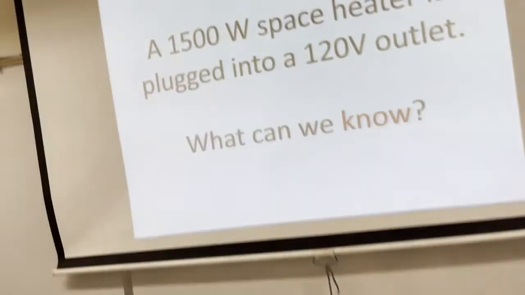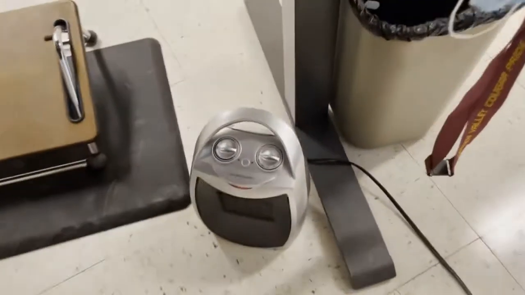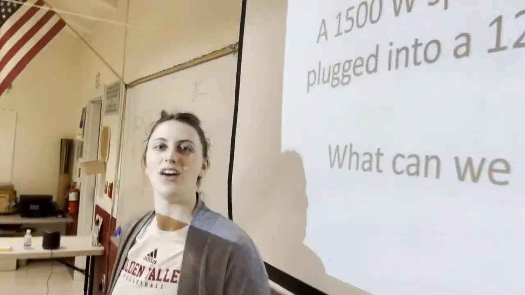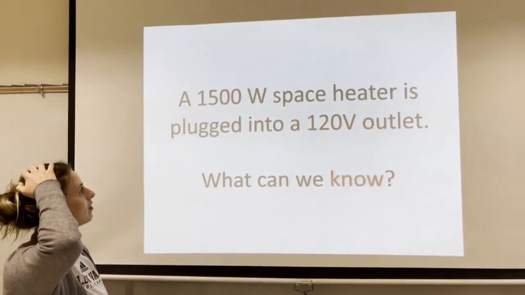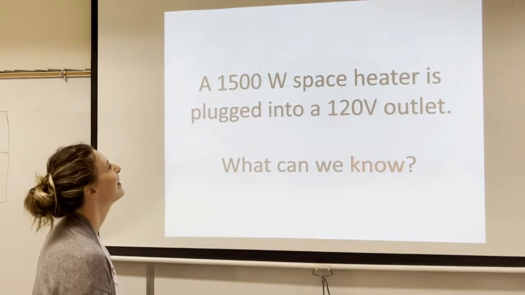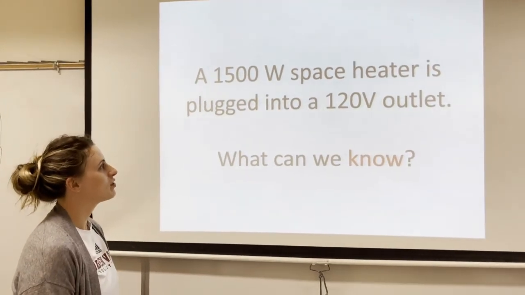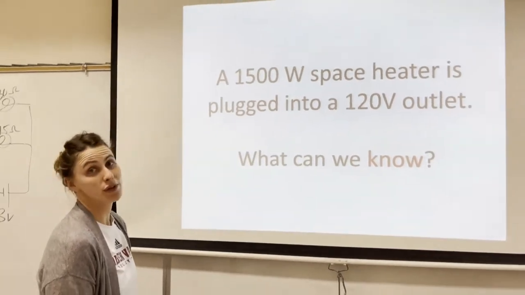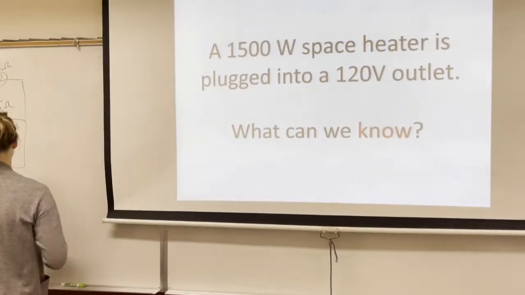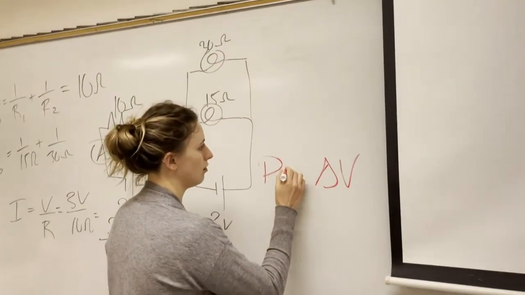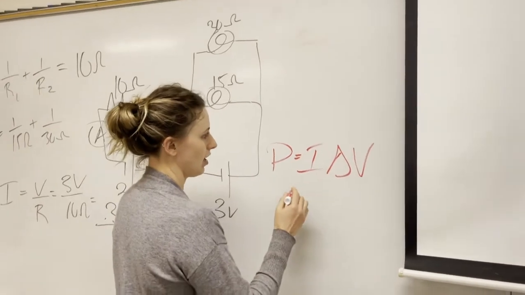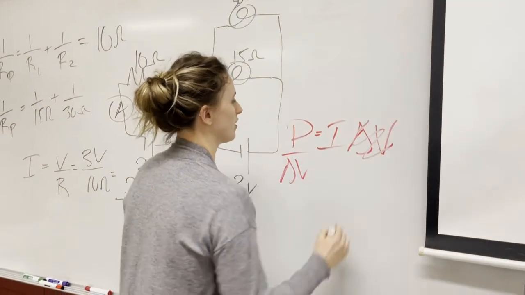Now, let's take a look at our 1500 watt space heater. It is plugged into a 120 volt outlet. What can we know? Well, watts are the units of power, okay? And volts are the units of what? Volts are the units for the electrical potential difference. So we know those two things. What has power and electrical potential difference? Well, current does, right? You guys see how I did that?